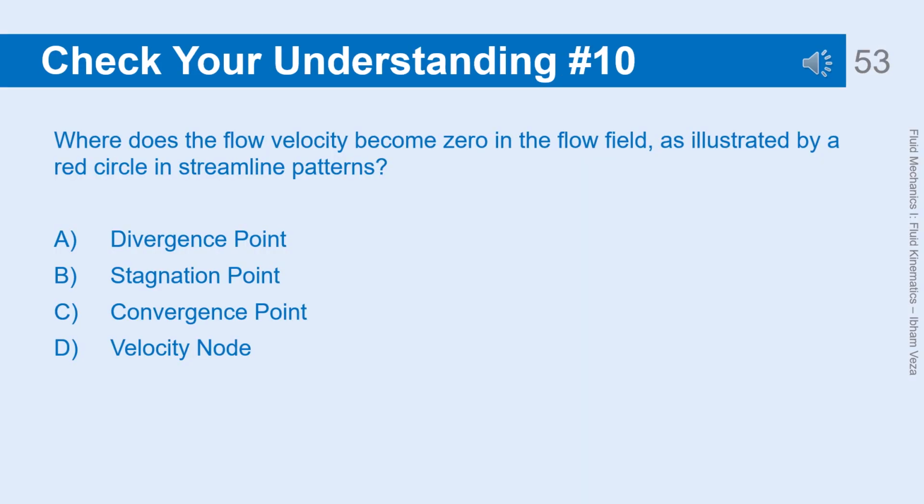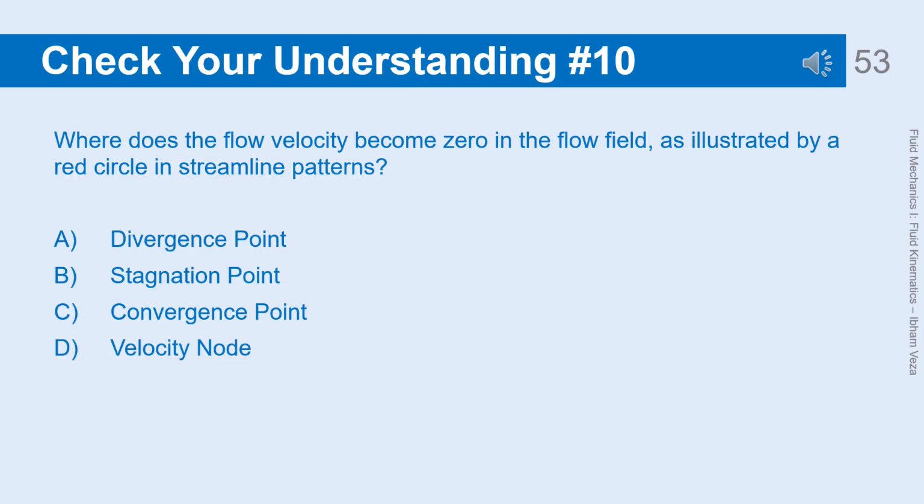Check your understanding. Number 10. Where does the flow velocity become zero in the flow field, as illustrated by a red circle in streamline patterns? Answer: B. Stagnation point. Explanation: A. Divergence point. This is incorrect because the divergence point refers to regions where the flow lines are spreading apart, not where the velocity is zero.